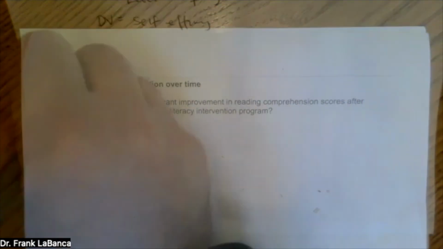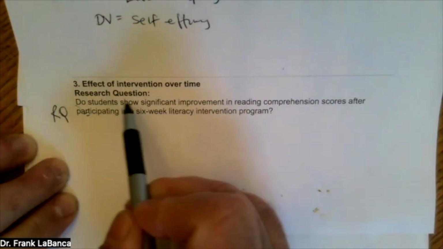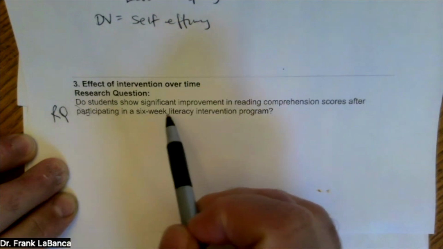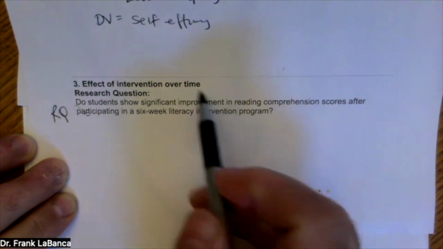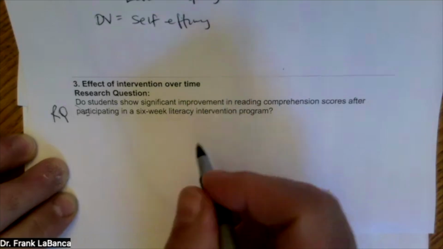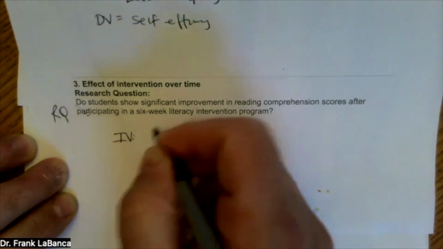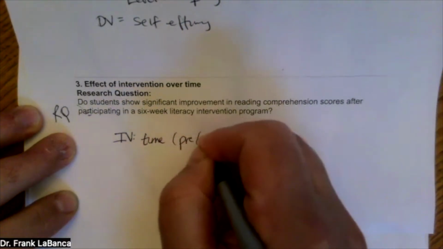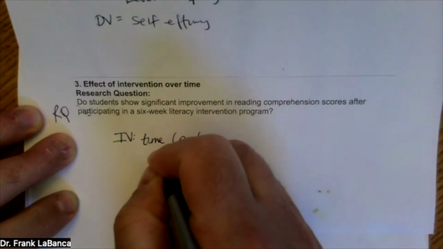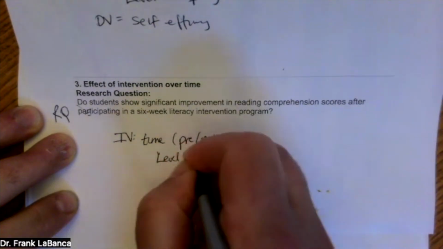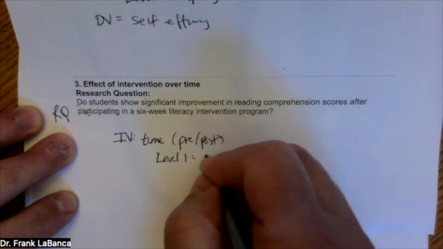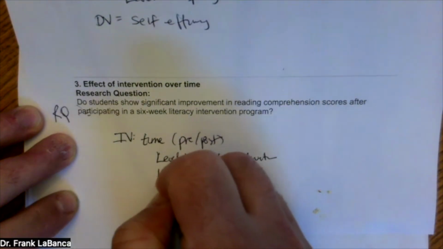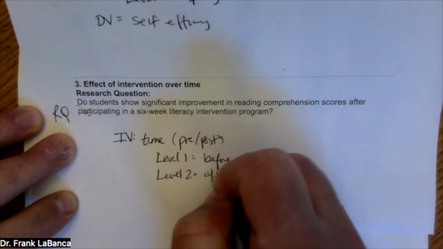Let's go to the third one. So the research question is, do students show significant improvement in reading comprehension scores after participating in a 6-week literacy intervention program? So this is a timed situation. So the independent variable is time in some respect. We have a pre-post, or we have level 1, before intervention, level 2 after intervention.